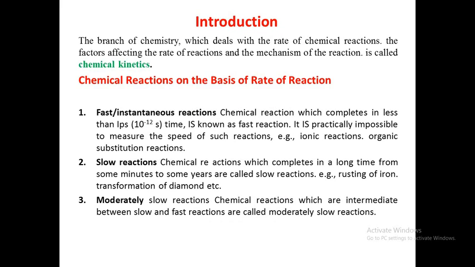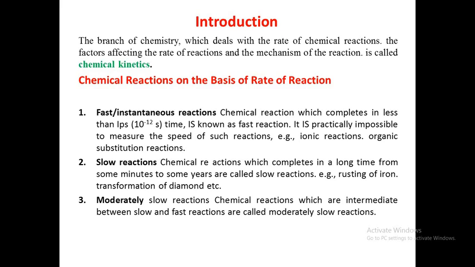So at first, the branch of chemistry which deals with the study of rate of reaction, and after that factors affecting rate of reaction and mechanism by which a chemical reaction occurs is called chemical kinetics. So in chemical kinetics generally we will discuss the rate of chemical reactions, after that the factors which affect the rate of chemical reaction, and then the mechanism of chemical reactions.